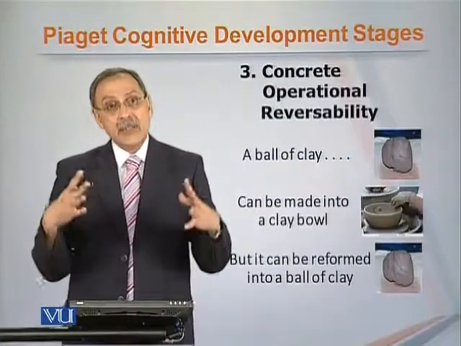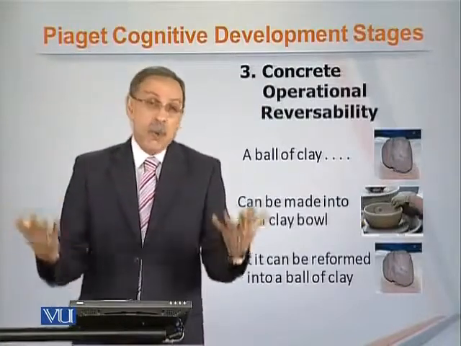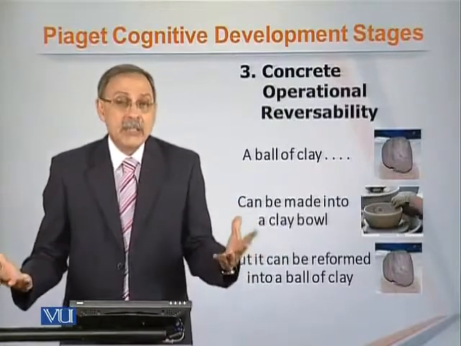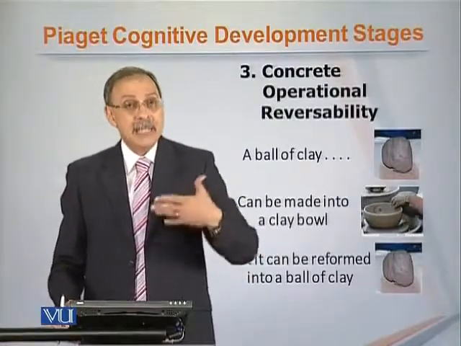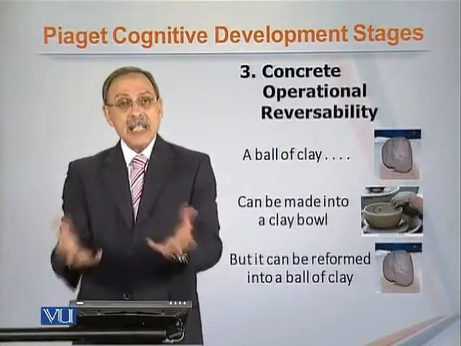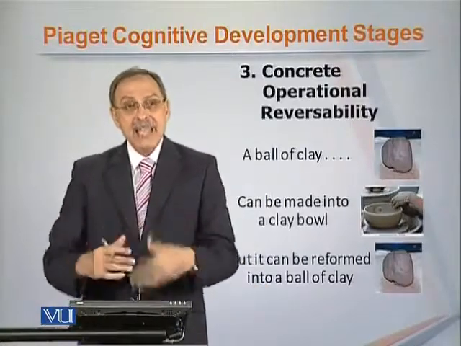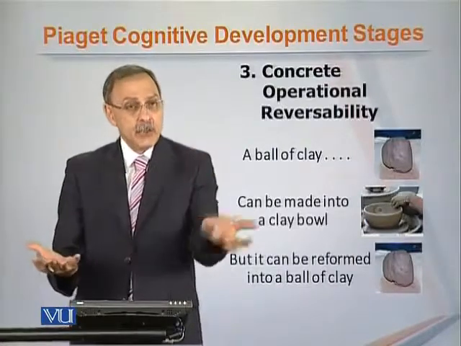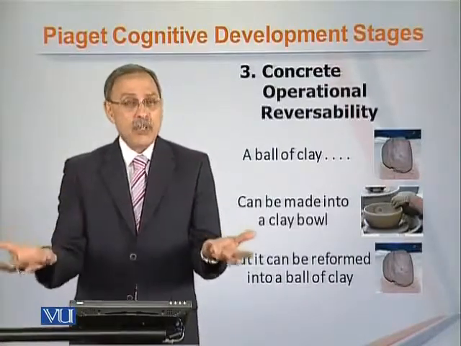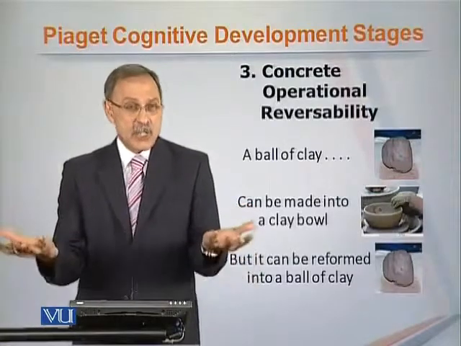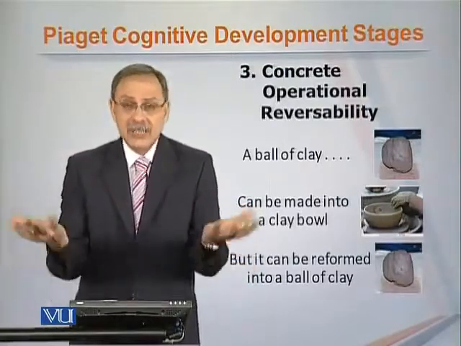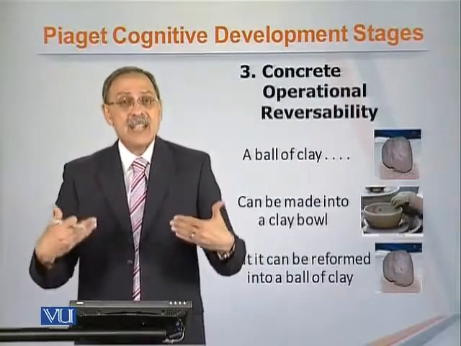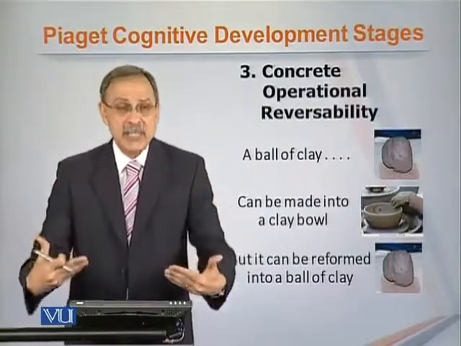So for the child, the clay bowl is bigger, and so the bowl must be more than the ball of clay. Where did that extra material come from? The child begins to think. So when you take the bowl again and make it back into a ball of clay and show it to the child, now you see the original ball of clay and this ball of clay after it was shaped into a clay bowl, same. The child then begins to see and understand reversibility.